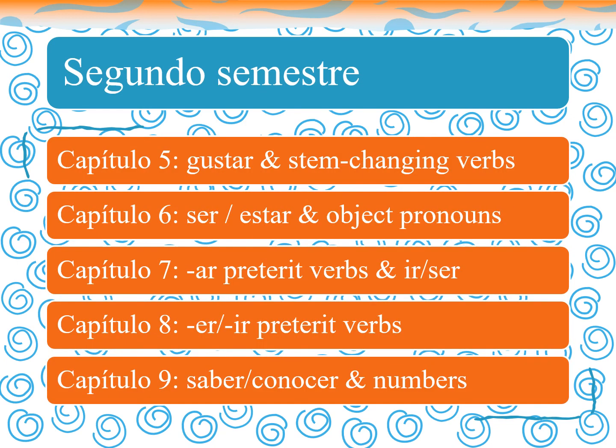All right, so that's our Chapter 8 review, basically ER and IR verbs in the preterite past tense. And then stay tuned for capítulo 9, saber and conocer, and then some numbers. So saber and conocer, there's two ways to say to know in Spanish, and they don't translate very well between Spanish and English, so check that one out next.